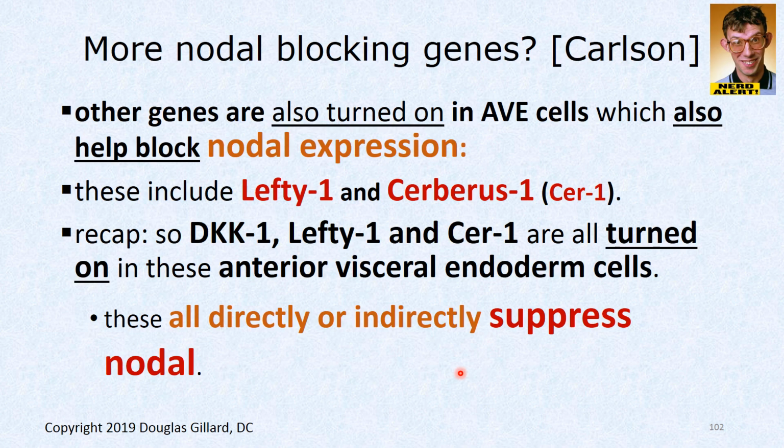Okay, play the tape back. I know that's kind of tough. And then we're not even done. I said there's backup systems. Here's the backup system. Other genes are also turned on in AVE cells. They also help block the expression of nodal. Nodal is tough to turn off. So in addition to DKK1, you have lefty 1 and cerberus 1. They're both turned on, and all three of them, DKK1, lefty 1, cerberus 1, finally get nodal shut off, and those cells take on a different morphology, and they become AVE cells.